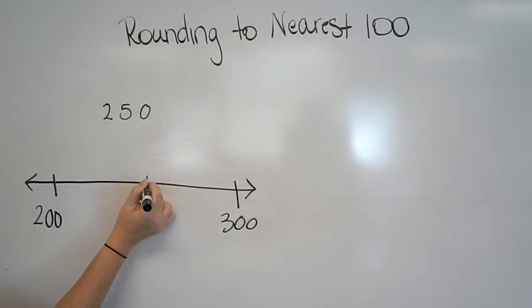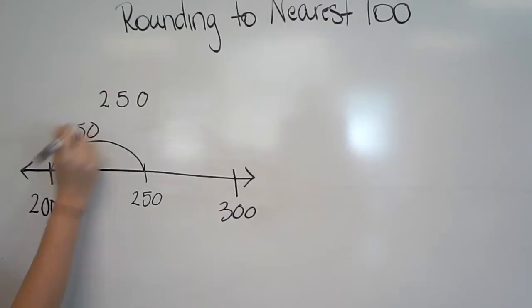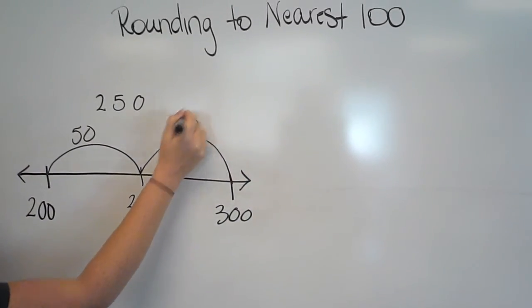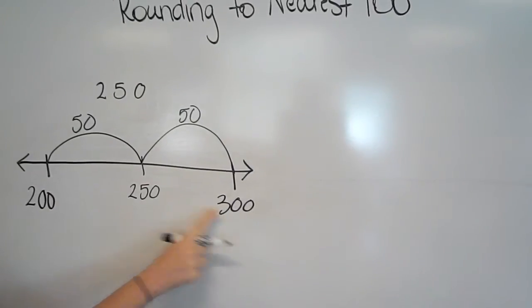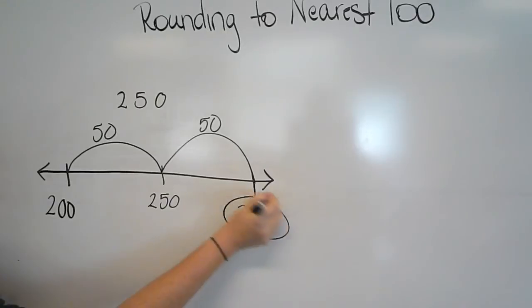Great. You know that 250 is 50 jumps away from 200, and it's the same distance, 50 jumps away, 50 numbers away from 300. So 250 rounds to, you've got it, 300.